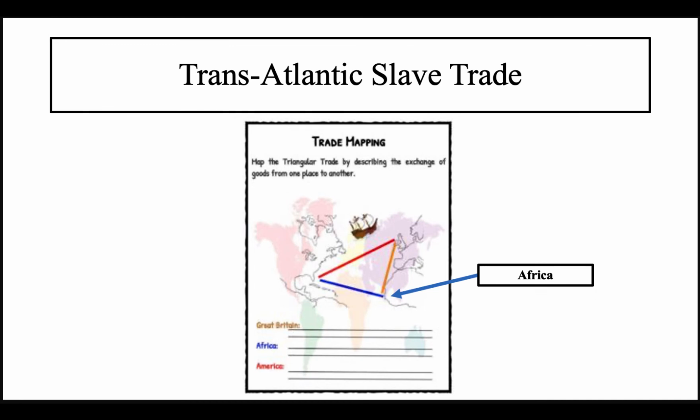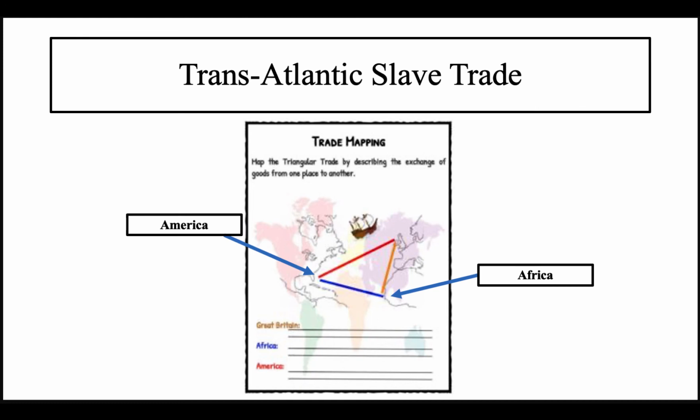The very first continent is Africa. This is where slaves were exported from in exchange for money, arms, and other goods and spices. So where you notice the arrow here, mark that continent as Africa and go ahead and put the items that were exchanged with these people. You're going to write that in the lines right below the image on the lines labeled Africa.